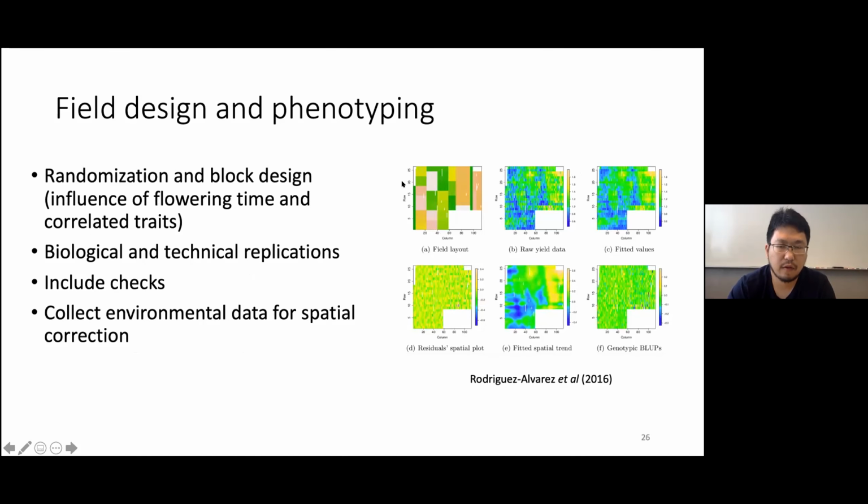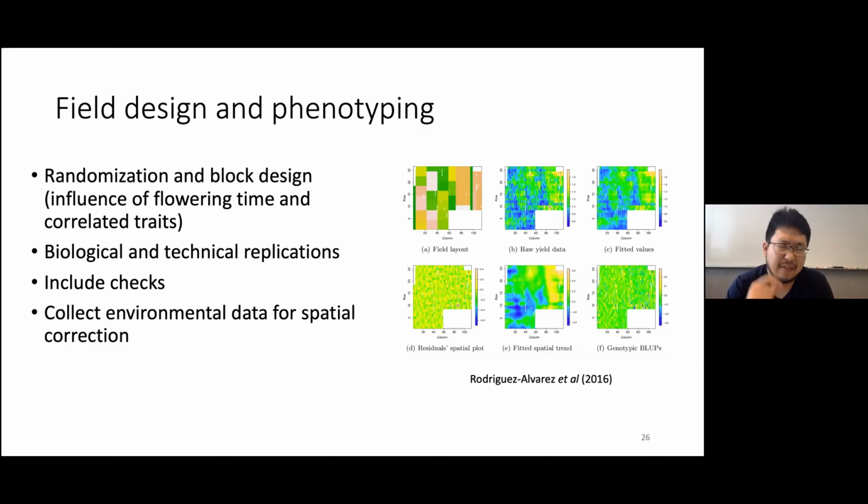So this is something to consider. Once you have a population and the types of markers, the next thing to consider is the field design and the phenotyping. Accurate phenotyping is the key of GWAS, because if you're not assembling your own population and genotyping them, then the only thing you can consider is the accuracy in the phenotyping.